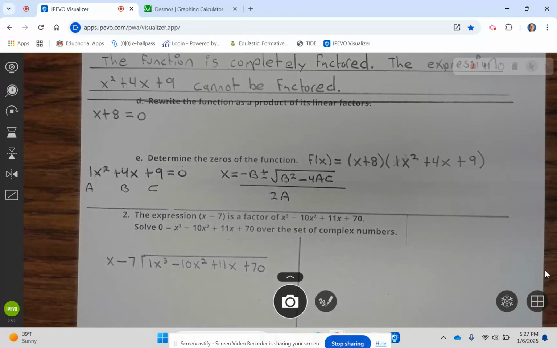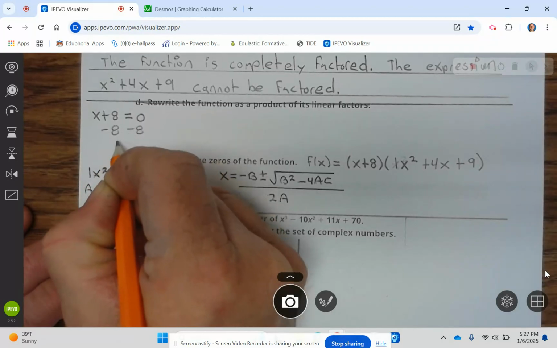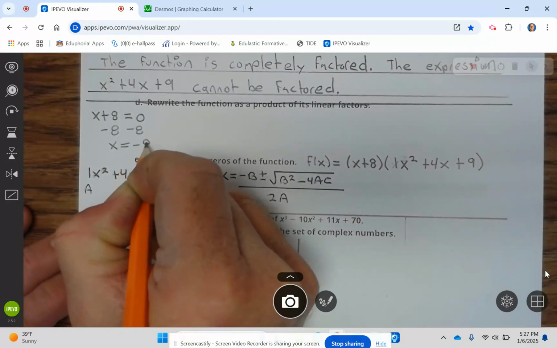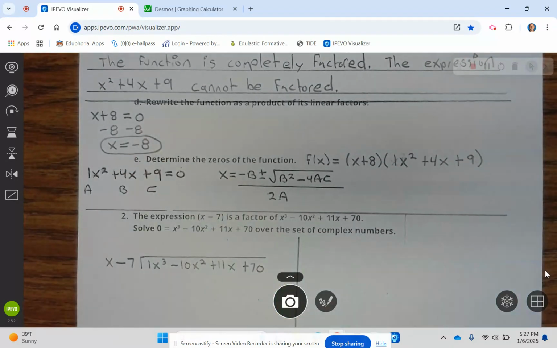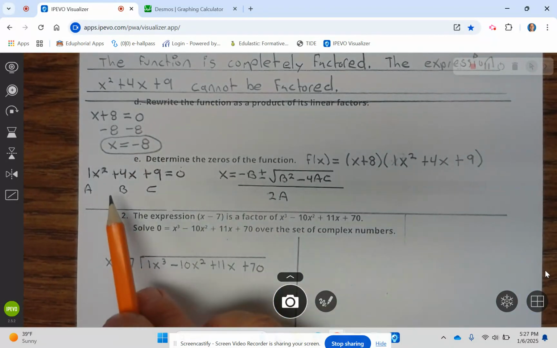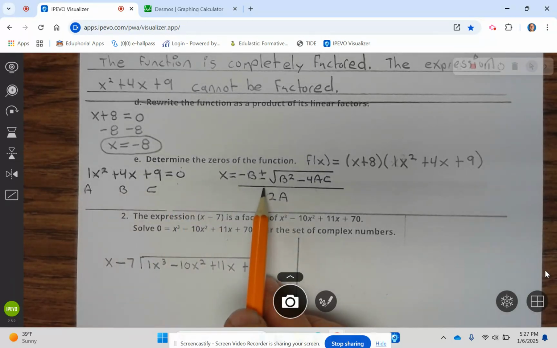E. Determine the zeros of the function. f of x equals x plus 8 times x squared plus 4x plus 9. Well, first we said x plus 8 equals 0 and solve, so we subtract 8 from both sides to get x equals negative 8. Okay? Now we set x squared plus 4x plus 9 equal to 0. This isn't factorable, so we have to use the quadratic formula.